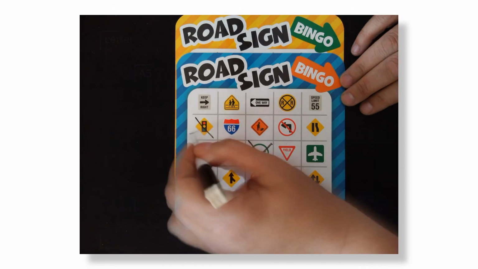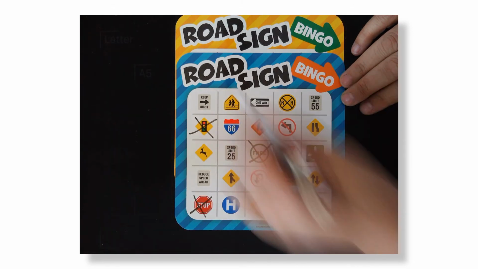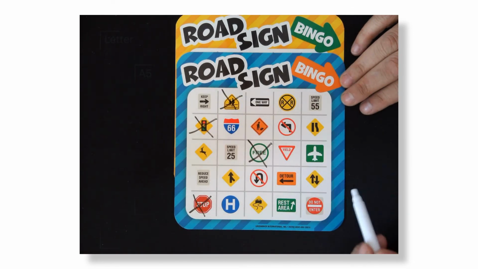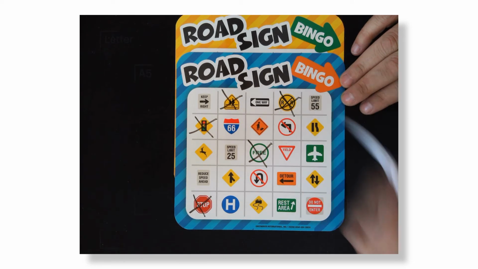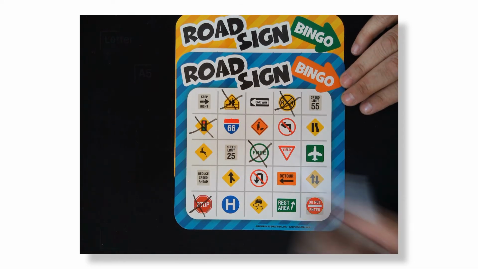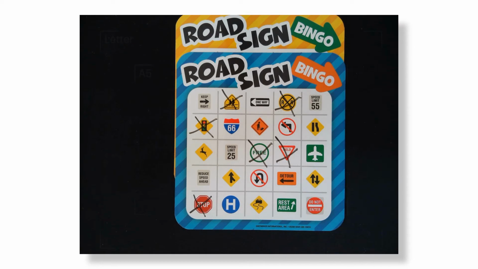We stopped at a stoplight. We saw a walking sign. Oh, we saw a railroad sign. We saw a yield sign. Now, necessarily, will they get bingo within your community? Not really. However, you can say, how many signs did we get? So then not only are you incorporating literacy, but you're also incorporating math.